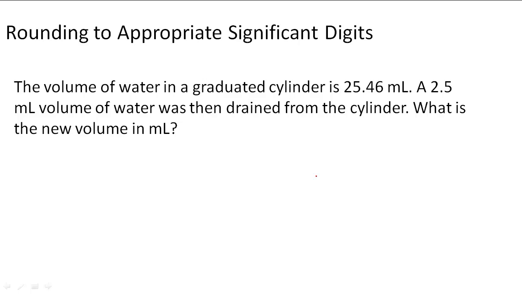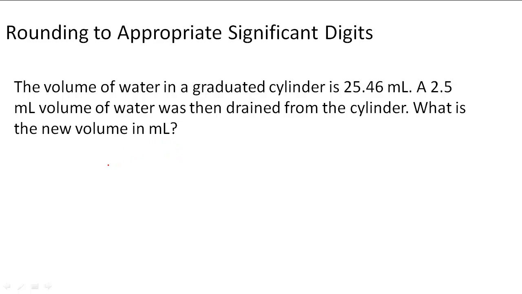Rounding to appropriate significant digits. In this problem, it says the volume of water in a graduated cylinder is 25.46 milliliters. A 2.5 milliliter volume of water has then drained from the cylinder. What is the new volume in milliliters?